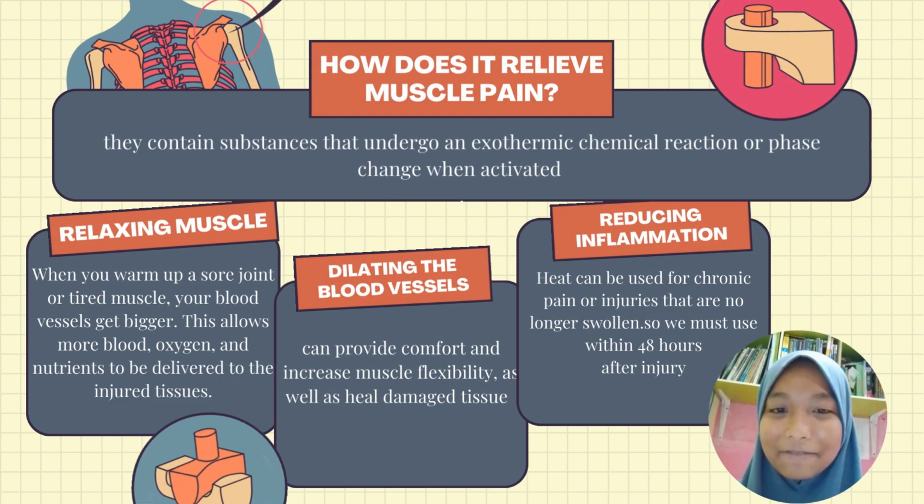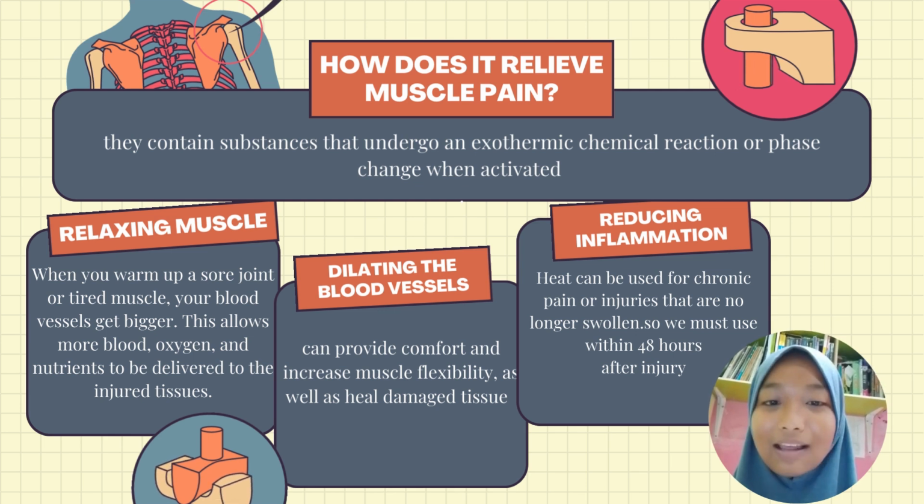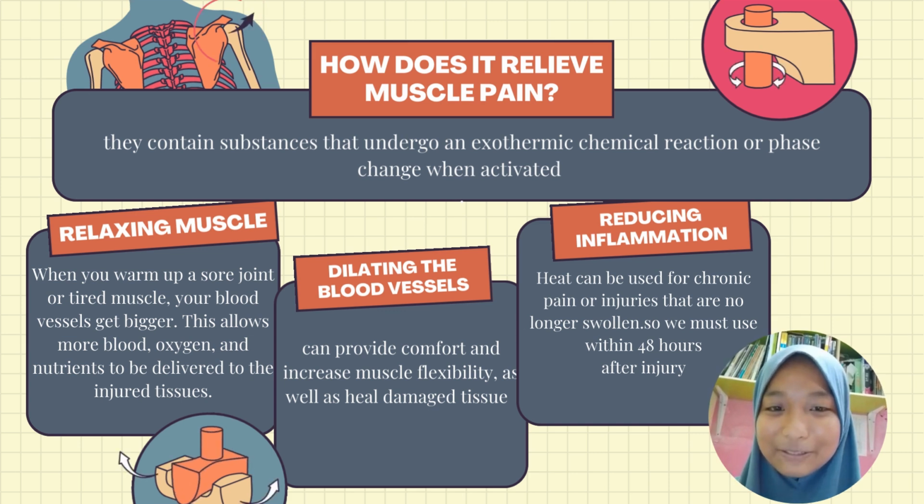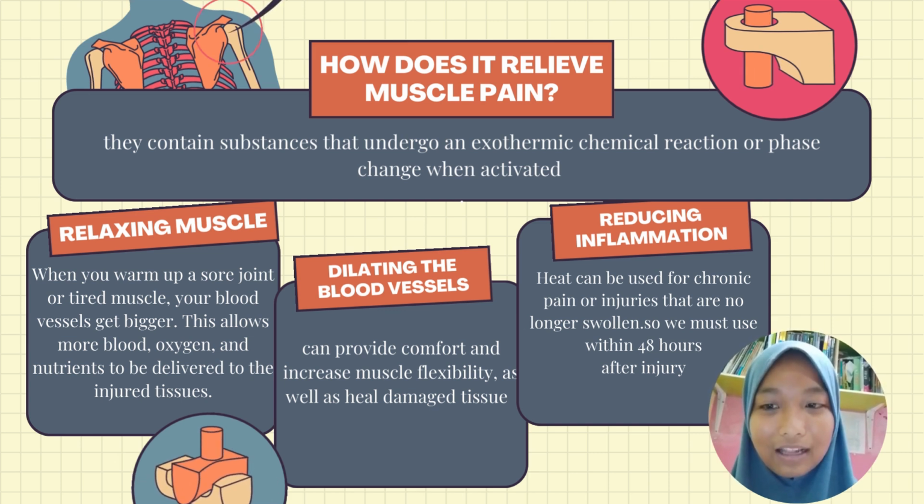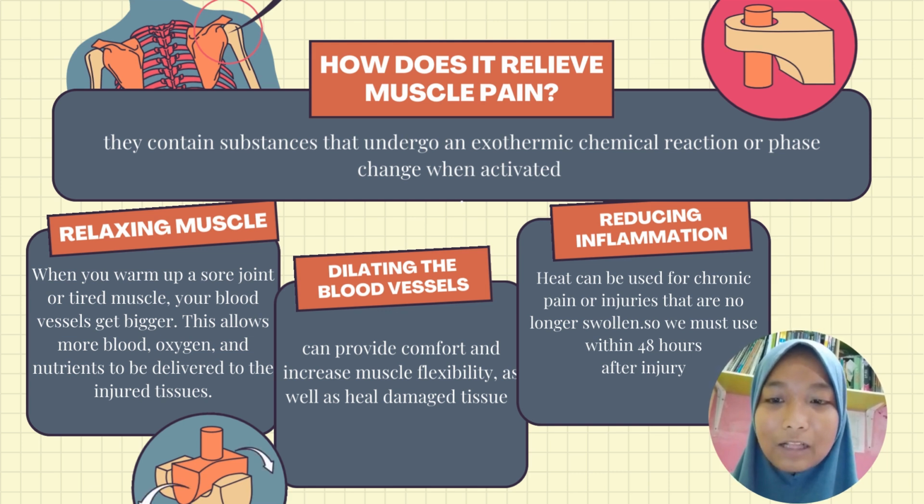How does a heat pack relieve muscle pain? It contains substances that undergo an exothermic reaction. First, stimulating muscle. When you have soreness or tight muscle, your blood vessels get bigger. This allows more blood, oxygen, and nutrients to be delivered to injured tissue. Second, increased blood flow can provide comfort, increase muscle elasticity, as well as reduce stiffness in the tissue. The third one is reducing inflammation. We must use it within 48 hours.